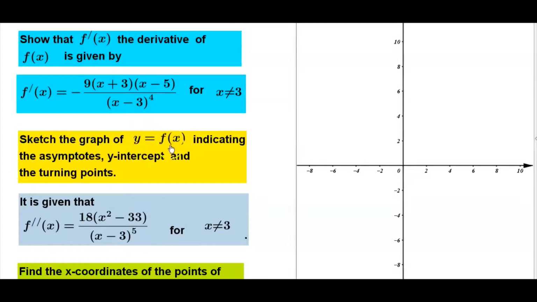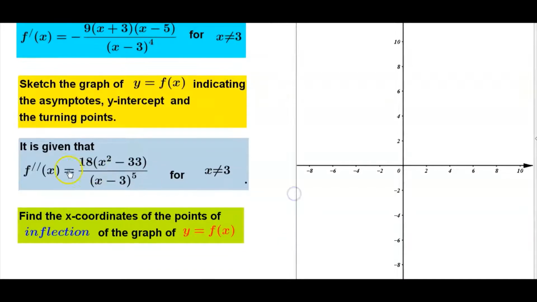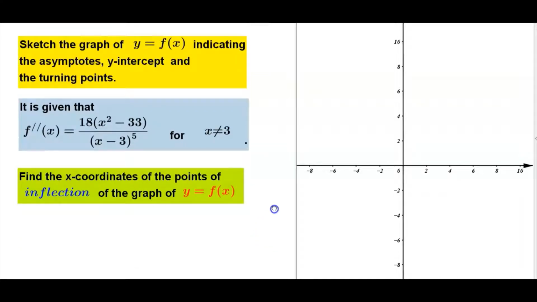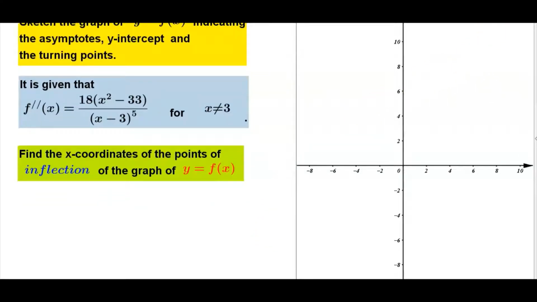Sketch the graph of y is equal to f(x), indicating the asymptote, y-intercept and the turning points. It is given that f double dash x is equal to 18(x squared minus 33) divided by (x minus 3) to the power 5 for x not equal to 3. Find the x coordinate of the points of inflection of the graph y is equal to f(x). Answer for this question.